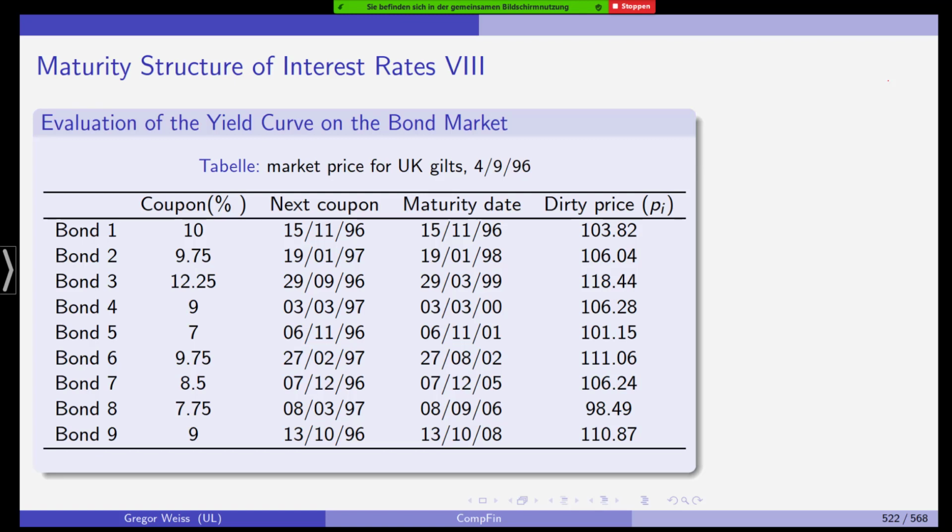So you have to compensate the previous owner of the bond for the number of days he or she has kept and owned the bond and will not receive a coupon payment, a partial coupon payment. So if you now correct those dirty prices for at least partial coupon payment, then you get the clean prices.